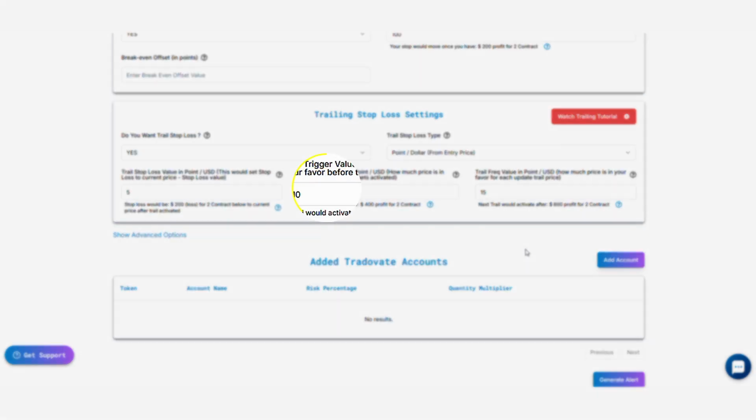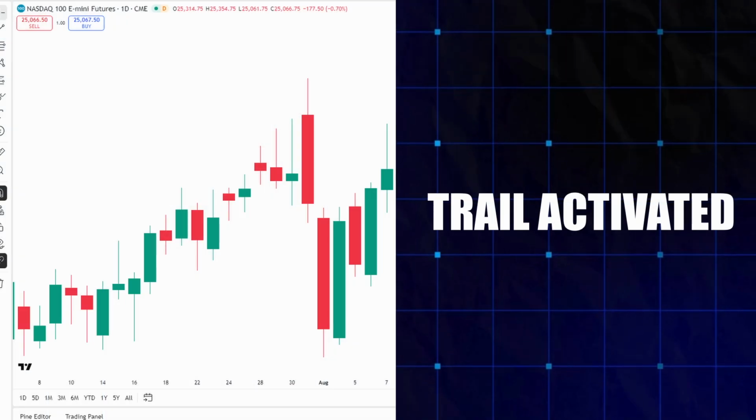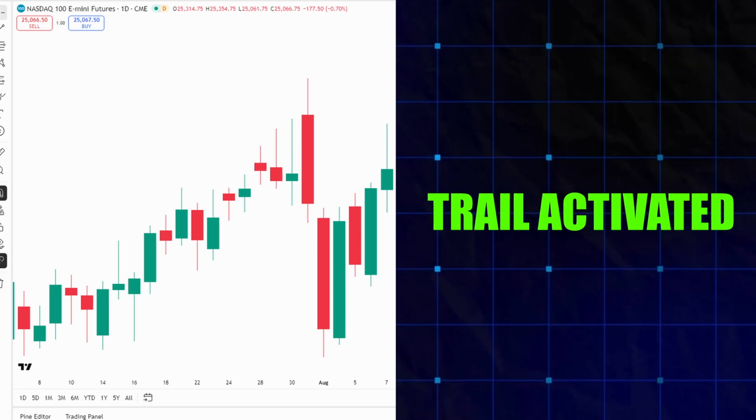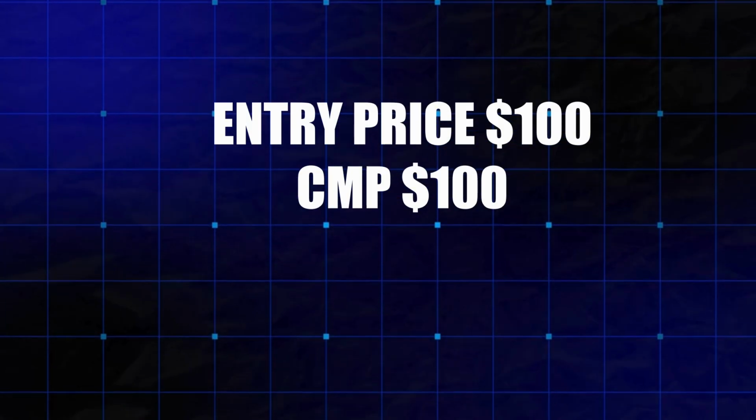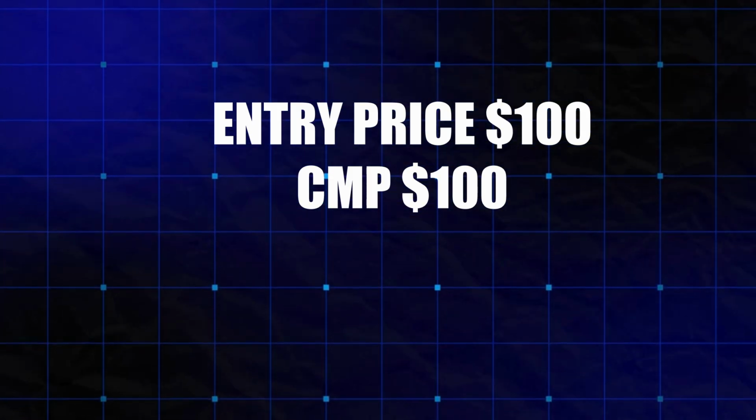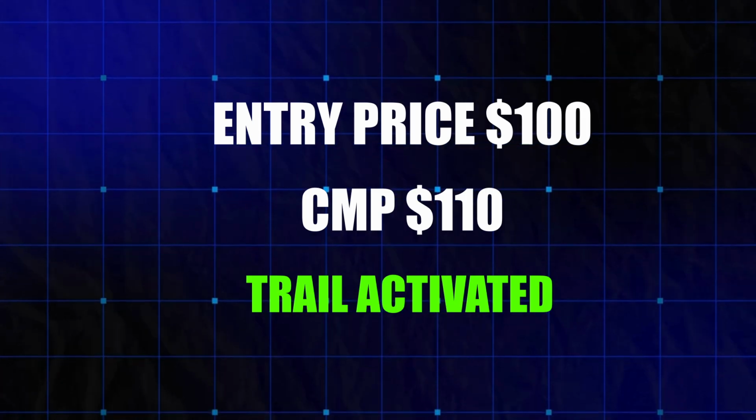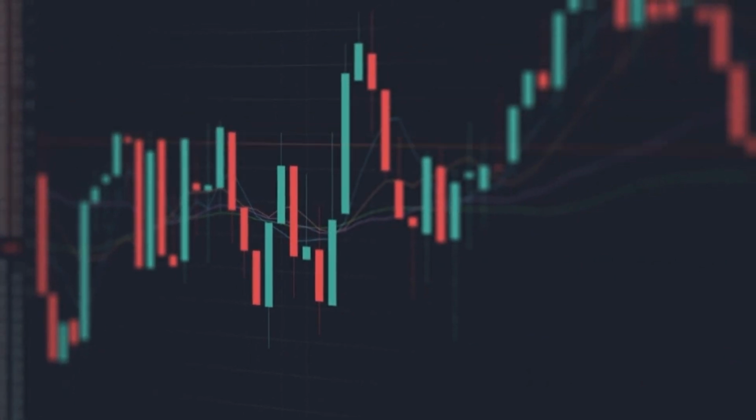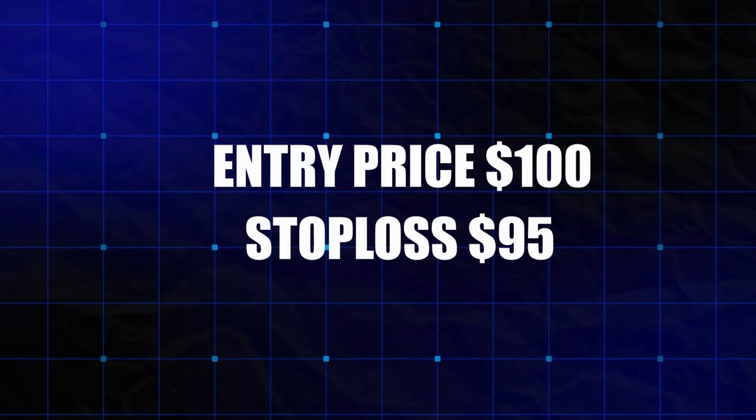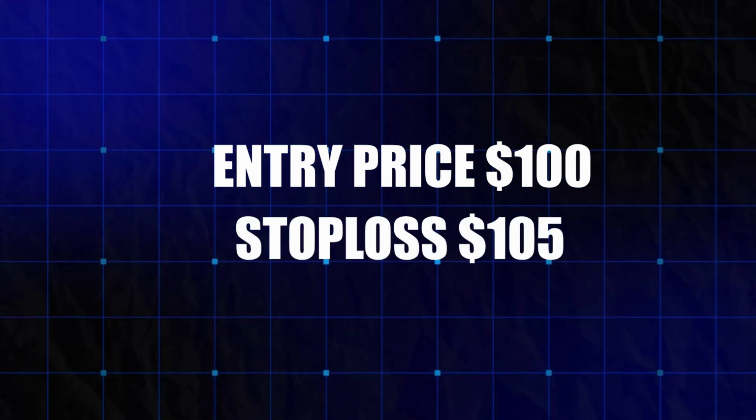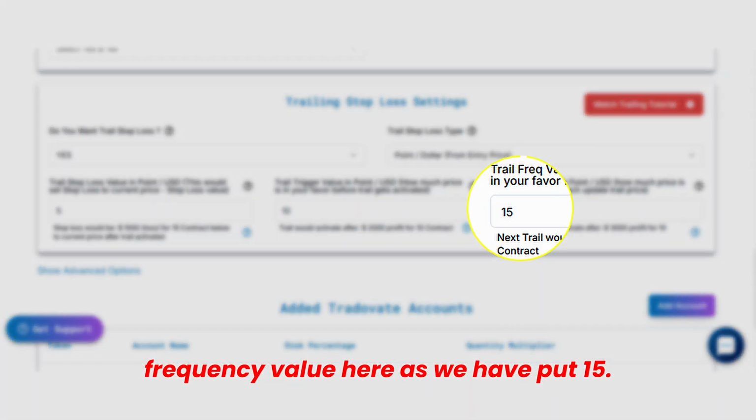This is basically used for activating the trigger. As we have put here 10, whenever the market moves $10 in your favor, then the trail is going to get activated. Let's say our entry price is $100. So when it moves to 110, then the trail gets activated, but this works for the first time only. And as the market moves $10 in our favor, previously our stop loss is at 95, which then moves to 105.